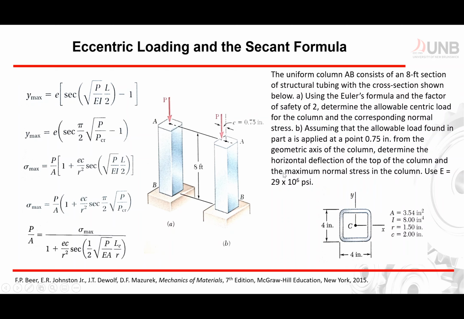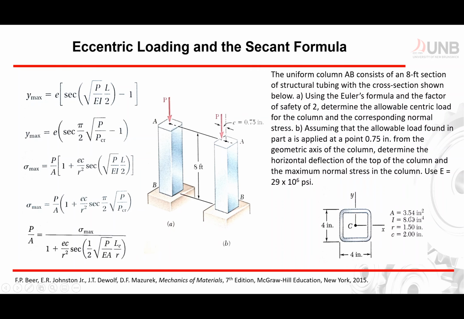Now, assuming that the allowable load found in part A is applied at a point 0.75 inch from the geometric axis of the column, determine the horizontal deflection of the top of the column and the maximum normal stress in the column. Use E is equal to 29 times 10 raised to 6 psi. And you have all the numbers of your section.